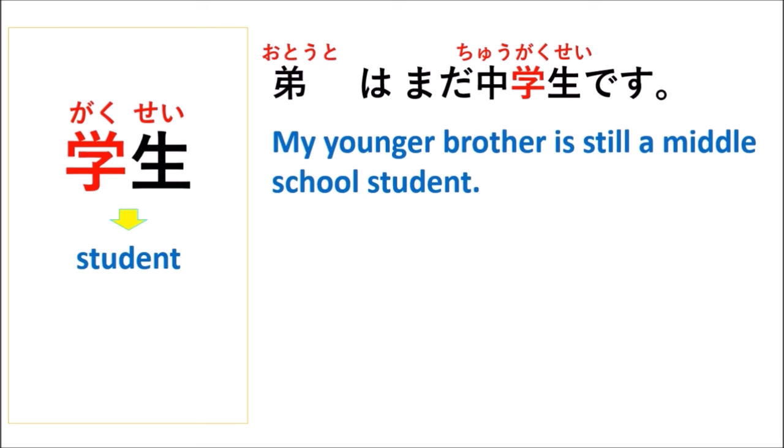So the easy way to learn Japanese kanji is to know how to create compound nouns by using that kanji. For example, you can say gakusei, right? Gaku is from the kanji we are learning today. Gaku or manabu.